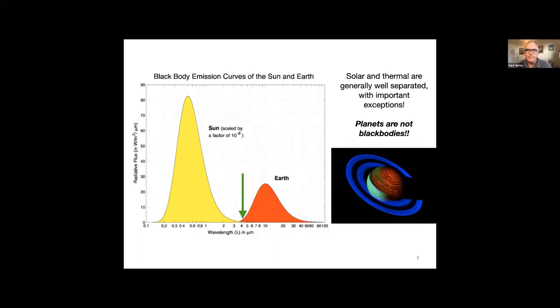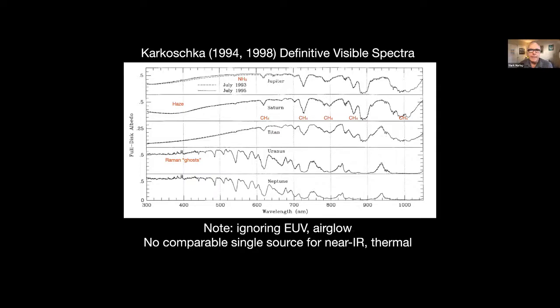Now, this is the only time you'll ever see me show solar system planets as being black bodies, because the most important key thing to know and always remember and hold close to your heart is planets are not black bodies and their spectra are not black bodies. And we'll talk more about that. So let's dive right in and start with the visible spectra of the planets.